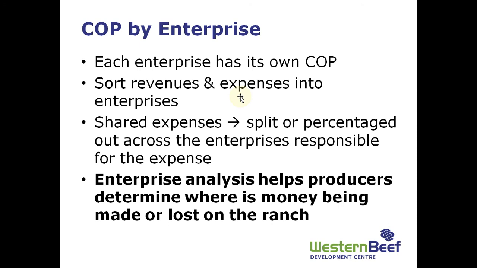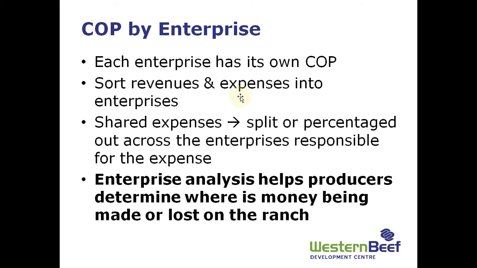You need to sort through your revenue sources and your expenses into the various enterprises on your operation. And there's going to be expenses that are shared. You can think of fuel, for example. It is not attributable to just one enterprise; it actually is used by every enterprise. And so an exercise called allocation, where you split or percentage out the expense across the responsible enterprises, needs to happen. Generally we do that inside of a calculator of some sort or a software program. And I will be creating some additional videos to show you how to use Western Beef's cost of production calculator.